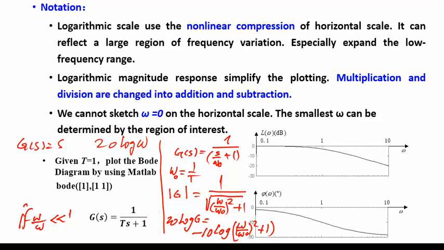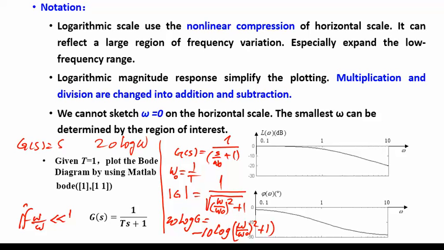Minus 20 log 1. What is minus 20 log 1? 0. And so we get the low frequency limit. We call this the low frequency slope or the low frequency asymptote. Why asymptote? Because it is asymptotically going to 0, the frequency. So how do we do the low frequency asymptote?